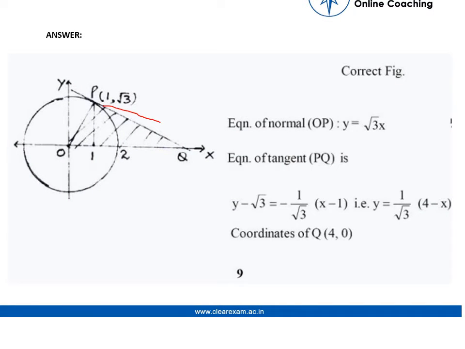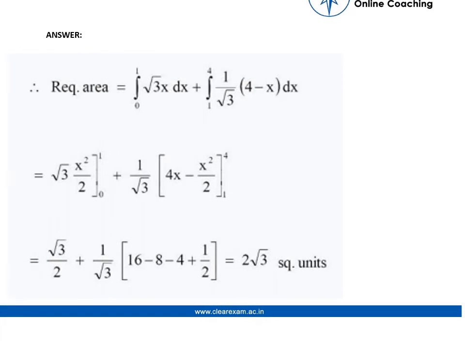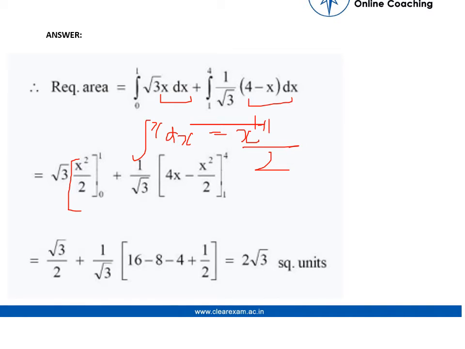Adding these, we get under root 3. Here we have taken the integral of x dx, which is x raised to 1 plus 1 upon 2, which gives us x square upon 2, which is here. Similarly, the integral of 4 minus x is 4x minus x square by 2, which is given here.